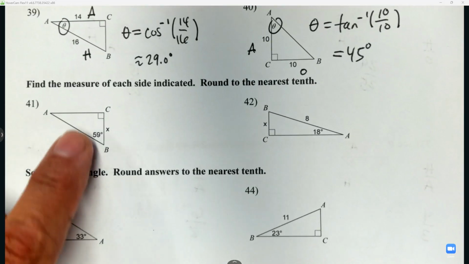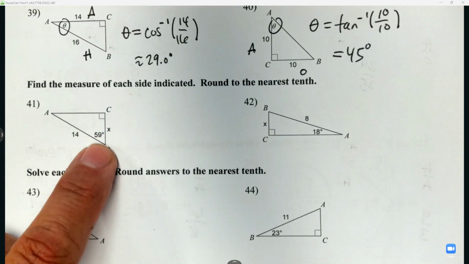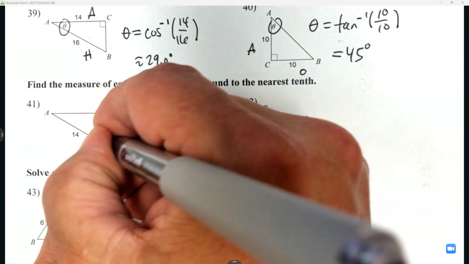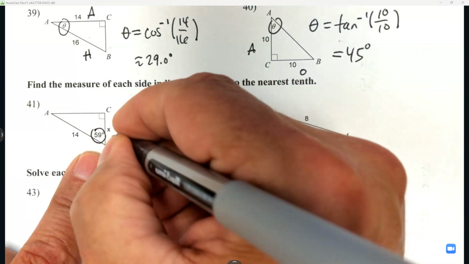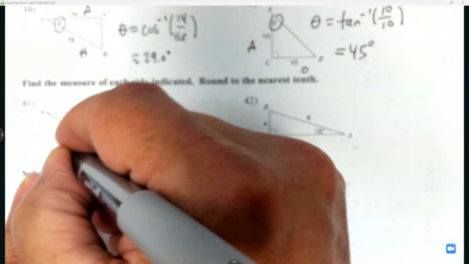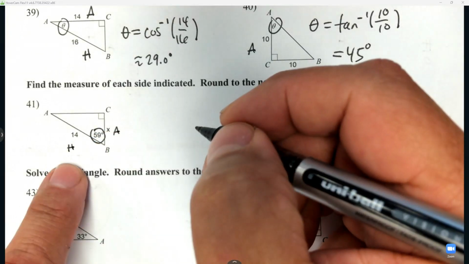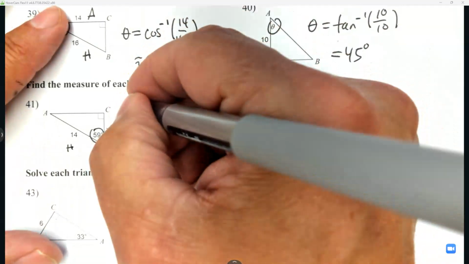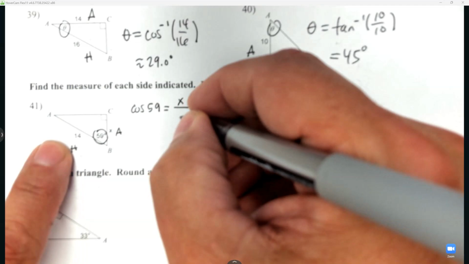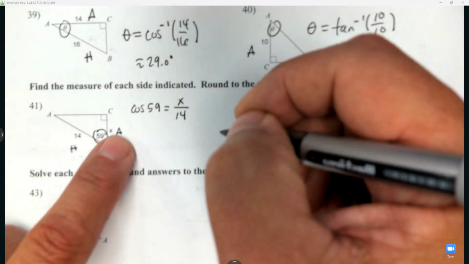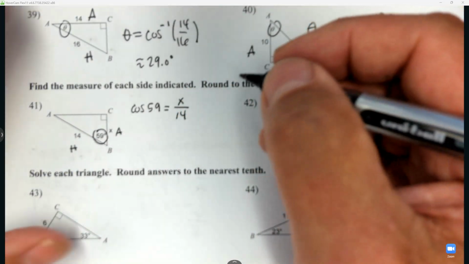All right, find the measure of each side. So if I want to find the measure of each side, I'm going to circle the angle and label it. X is adjacent, and 14 is the hypotenuse. Which trig ratio uses A and H? So that's cosine. The angle is 59, and then I create a ratio on the other side. So adjacent is X, and the hypotenuse is 14. So I create X over 14, and then I'm going to solve it.